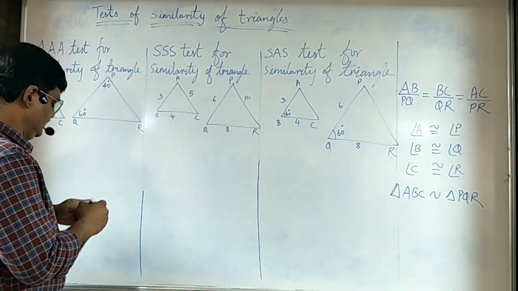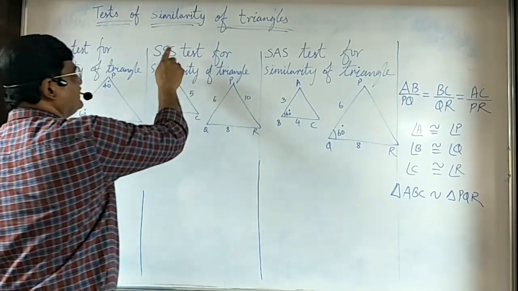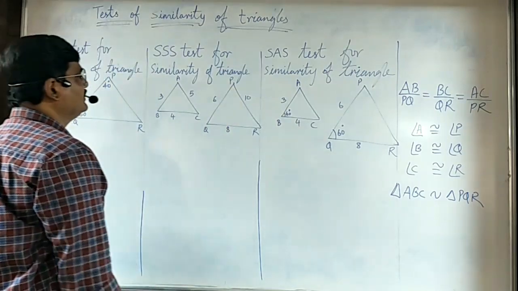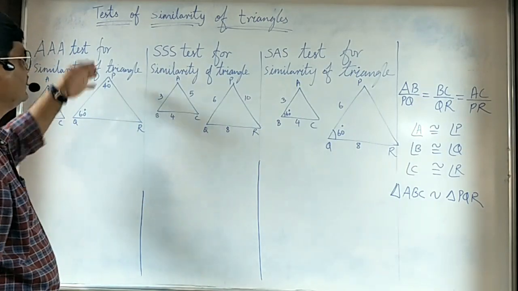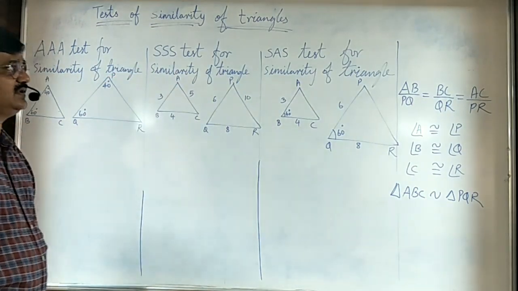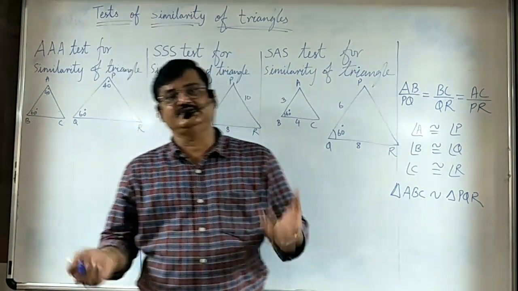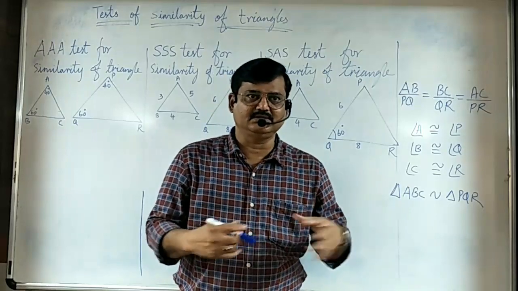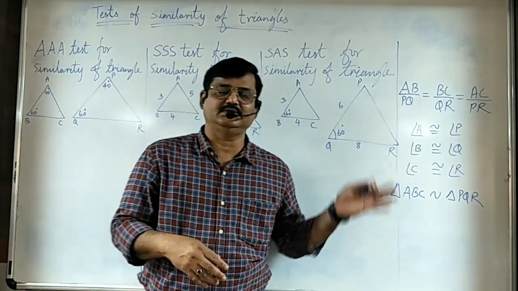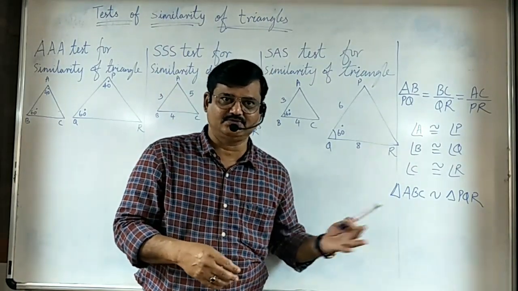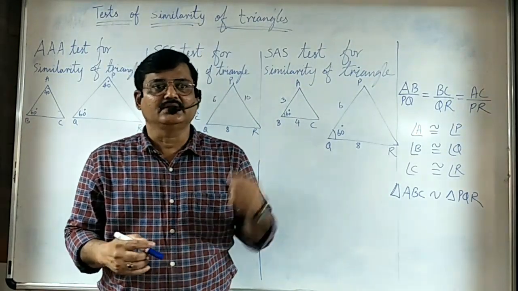Your first test is the angle test for the similarity of a triangle, then the side test for the similarity of a triangle, and the side angle test for the similarity of a triangle. That is your AAA test, SSS test and SAS test. Three tests are there. It is like what we did in your 9th standard, congruency of a triangle. Do you know that? We have done that. This is not new. The only difference is that in congruency the sides have to be congruent, but here the sides need not be congruent, the ratio has to be equal.